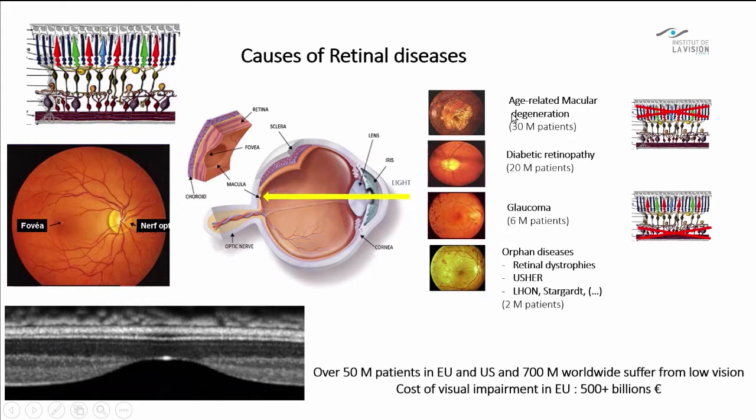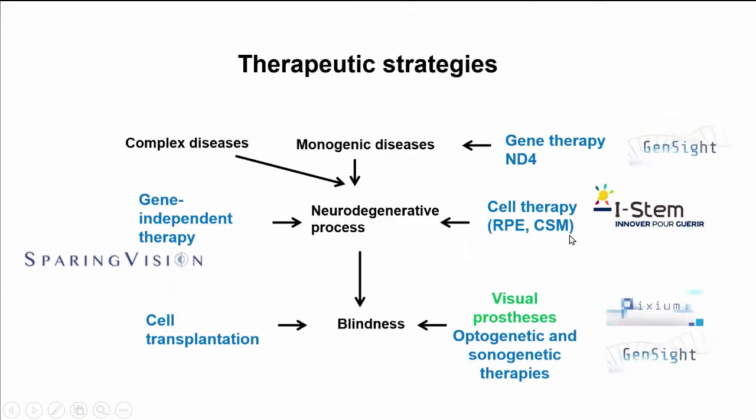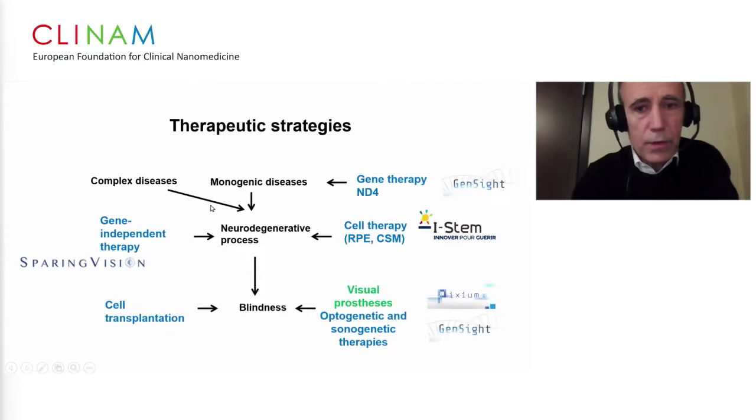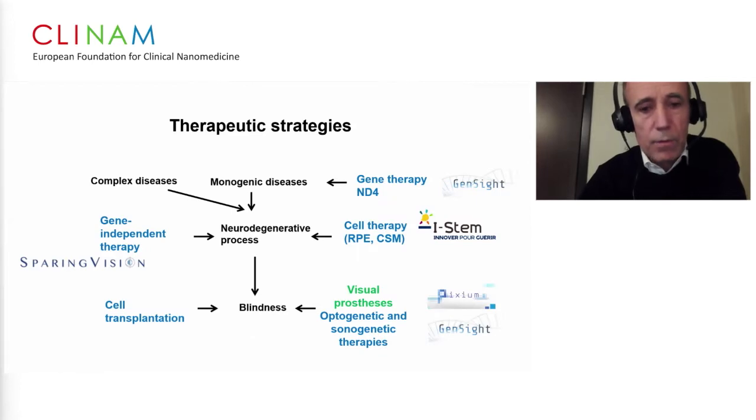And we have different diseases affecting the photoreceptors, such as age-related macular degeneration, and others affecting the retinal ganglion cells that send the information to the brain, like glaucoma. So what we wanted to develop at the Vision Institute is different therapies affecting the different processes. But what I would like to show you today is what we have done with visual prosthesis. When patients are blind, can we recover some vision?